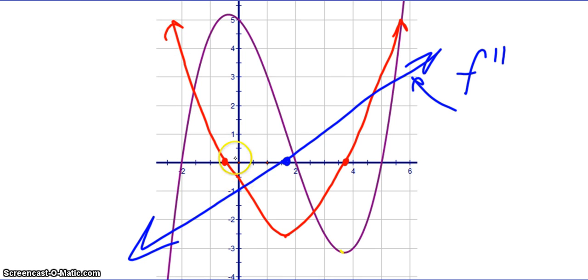Okay, so now I'm basically using those same ideas to find the second derivative. So when the first derivative has a maximum or minimum, the second derivative is going to have a 0. When the first derivative is increasing, the second derivative is going to be positive. When the first derivative is decreasing, the second derivative is going to be negative.